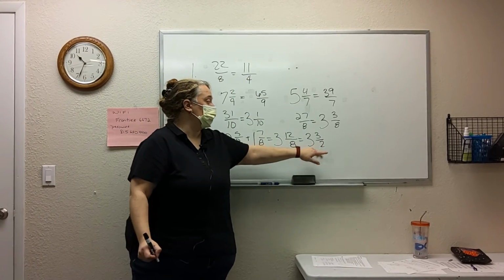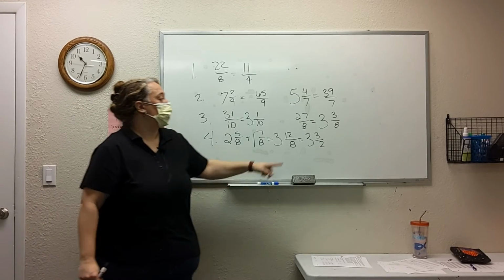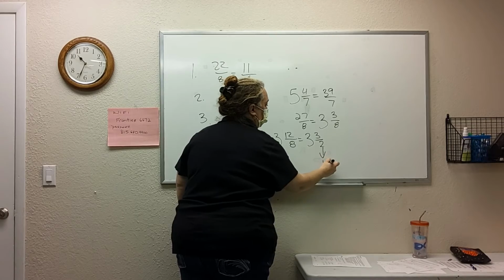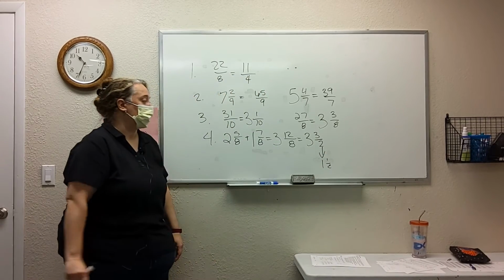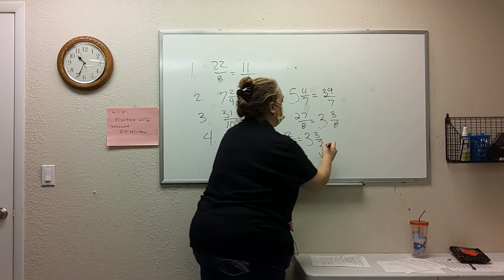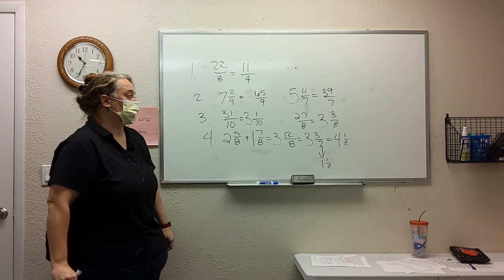Now, I can't have a mixed number that also has an improper fraction. That's not right. So 3 halves. 2 goes into 3 once with 1 left over. So 3 halves is really 1 1/2. So now I just need to total up my whole numbers. 3 and 1 is 4. And then I have that 1/2 left over. So my final answer is 4 1/2.